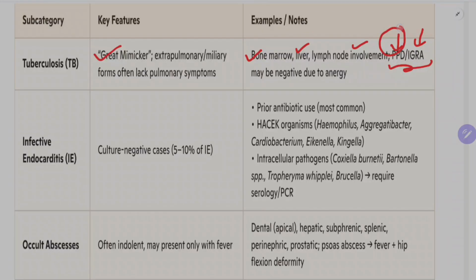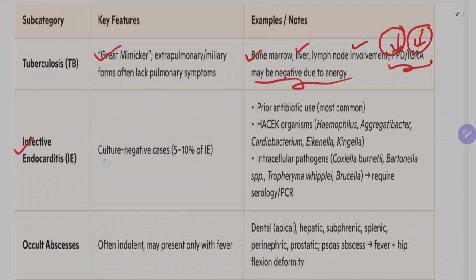So these two tests we use to suspect tuberculosis in a patient. The PPD, meaning the tuberculin test, is mainly used in children, and IGRA is mainly used in adults. But these two can also be negative in patients with miliary tuberculosis due to anergy. They may have lymph node, bone marrow, or liver involvement. Second cause of the chest is infective endocarditis.